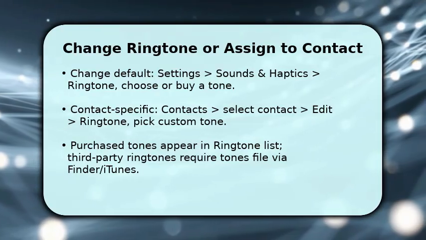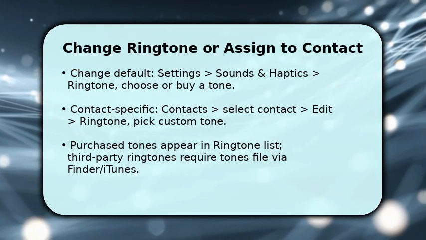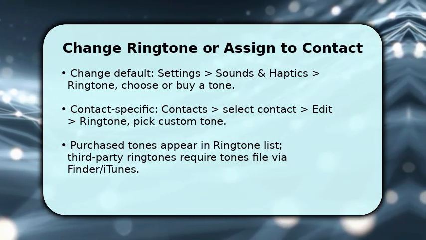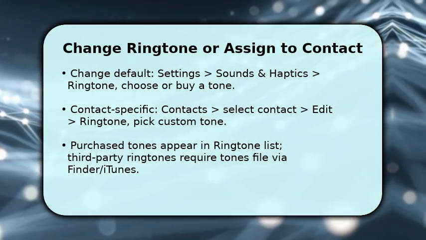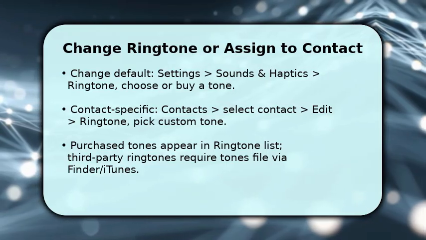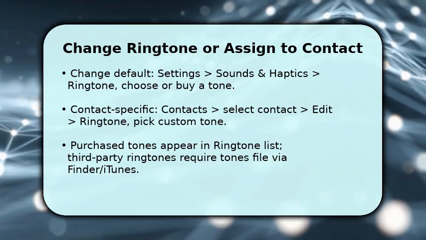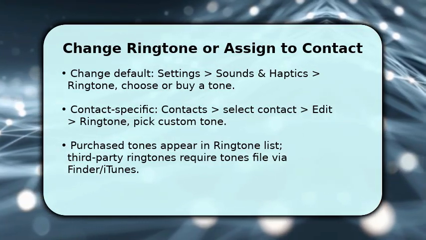To set a global FaceTime ringtone, in Sounds and Haptics tap Ringtone and select or buy a tone from the store. This becomes your FaceTime alert. Alternatively, to target one person, open Contacts, pick the contact, tap Edit, then Ringtone and choose a custom tone. FaceTime respects that contact setting.